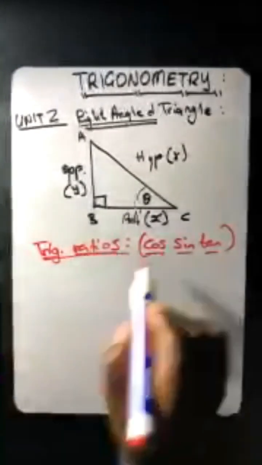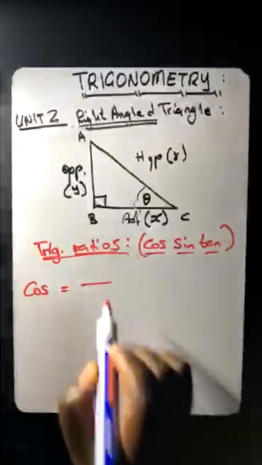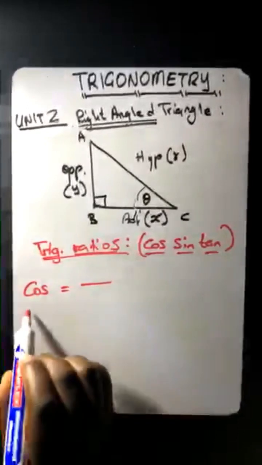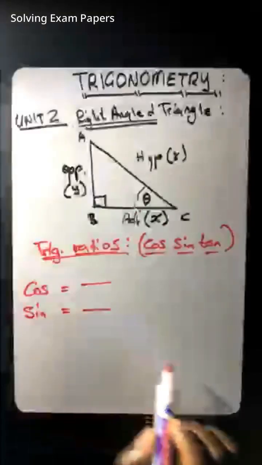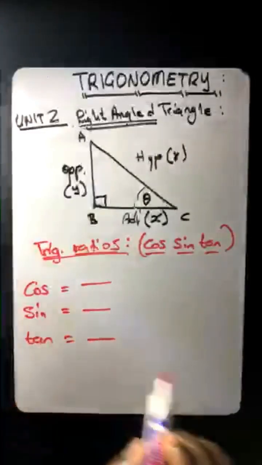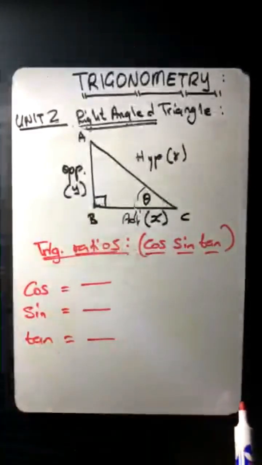So that means cos is actually going to be something over something. So that means even sine, because it's a trigonometric ratio, it has to be something over something. Similarly with tan, because it is a trigonometric ratio, it has to be something over something.